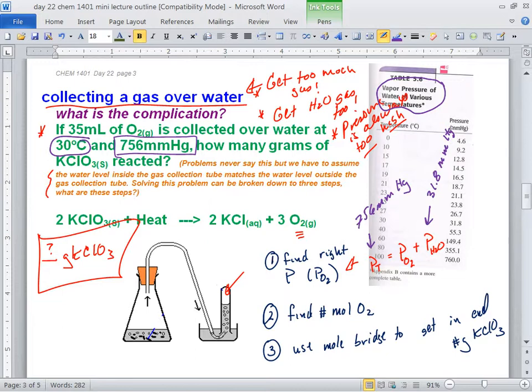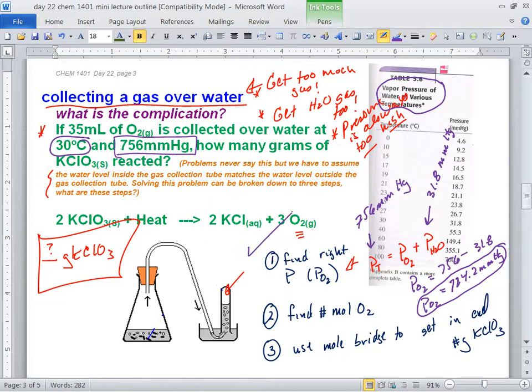Okay, so we can find the pressure due to oxygen. The pressure due to oxygen is going to be 756 minus 31.8, which is... What's 756 minus 31.8? What is it? 724.2. Thanks, Bobby. 724.2 millimeters of mercury. Okay. So there's our pressure due to oxygen.